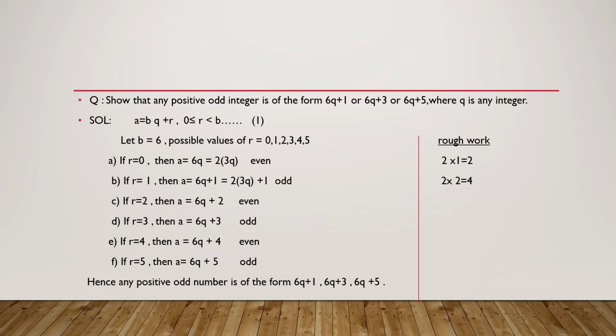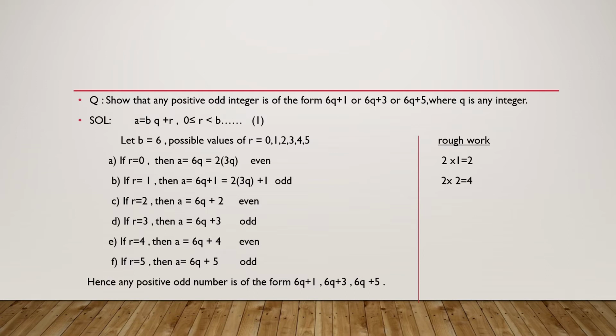So we can write dividend is equal to divisor into quotient plus remainder. a is equal to bq plus r. So let us take b is equal to 6. So possible values of r are 0, 1, 2, 3, 4, 5 because remainder will always be less than b. So let us take first, if r is 0, then a will be equal to 6q plus 0, which is 6q.